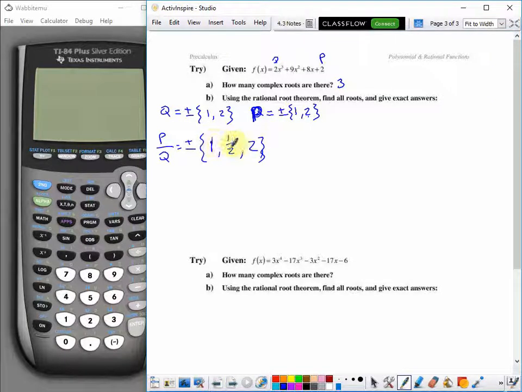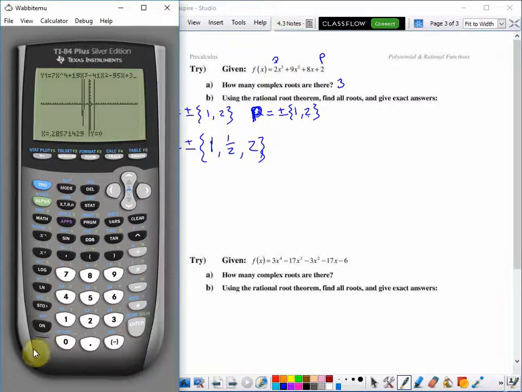So I can plug each one of these in, the positive and negative, into here. If I get 0 as an output, then that's a root. Or I can go to the graph. So we type in 2x cubed plus 9x squared plus 8x plus 2.